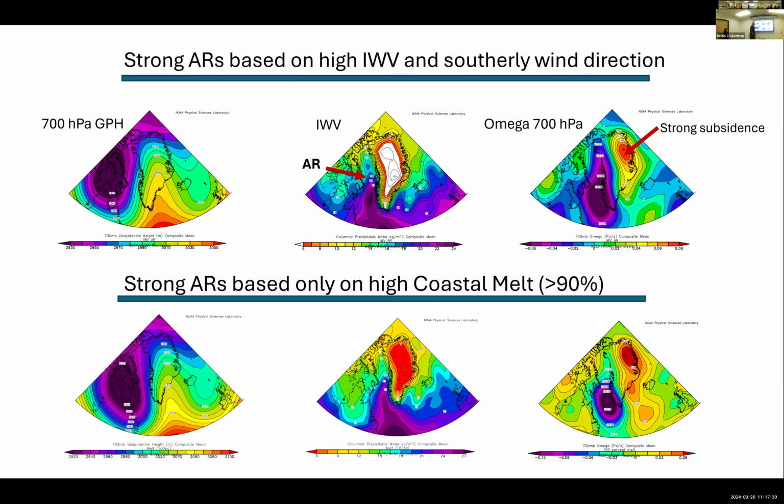You can see the atmospheric river coming up here. Omega sinking on this side of the ice sheet, subsidence over northeastern Greenland. Then I looked at strong ARs detected only by virtue of high melt on the coast. So I'm only looking at this where there was no more than 90% melt in that little box along the coast. And we get the same pattern. So basically, the melt on the coast and this ridge-trough pattern are all well correlated. Next slide.